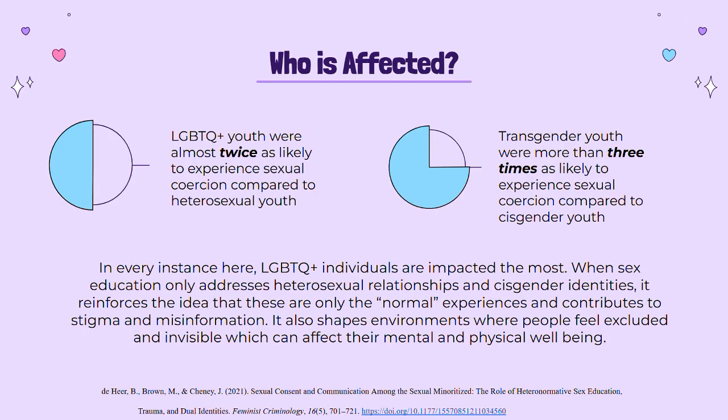So who is affected? Well, LGBTQ+ youth were almost twice as likely to experience sexual coercion compared to heterosexual youth. Additionally, transgender youth were more than 3 times as likely to experience sexual coercion compared to cisgender youth. In every instance here, LGBTQ+ individuals are impacted the most. When sex education only addresses heterosexual relationships and cisgender identities, it reinforces the idea that these are the only normal experiences and contributes to stigma and misinformation. It also shapes environments where people feel excluded and invisible, which can affect their mental and physical well-being.